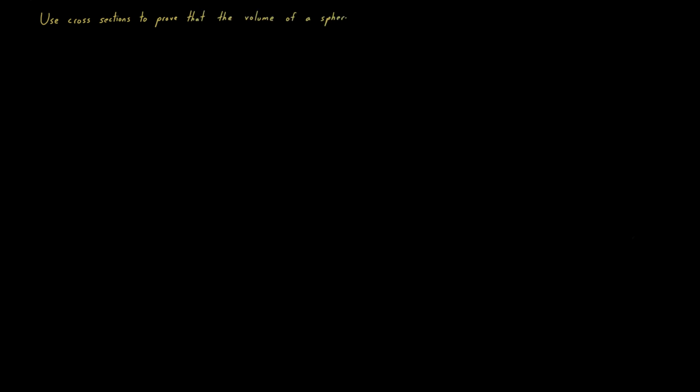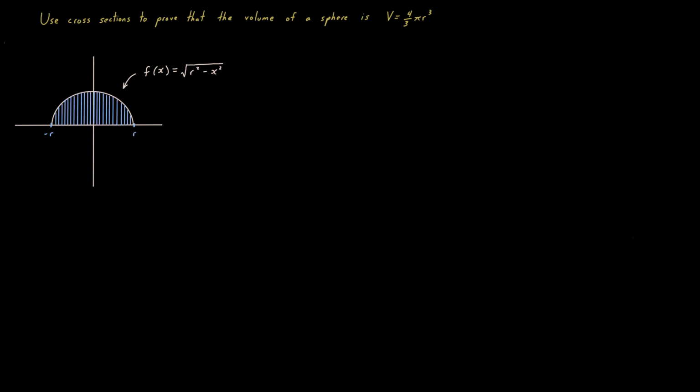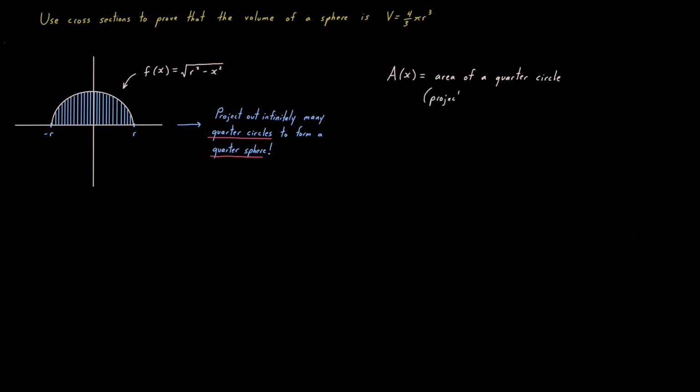Now, just to illustrate how powerful this approach is, let's prove the volume of a sphere. We've done this via revolution. Now let's do it via non-revolution, via cross-sections. There is my semicircle. I'm going to project from these vertical line segments infinitely many quarter circles. So imagine quarter circles popping out at you to create a quarter sphere, just like what we did for equilateral triangles in the last problem. Now we're doing quarter circles to create a quarter sphere.